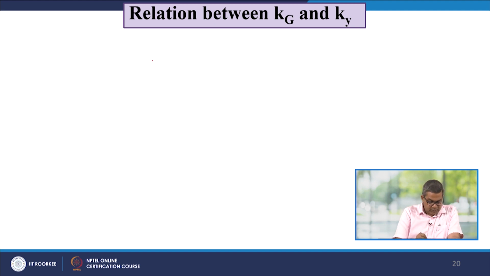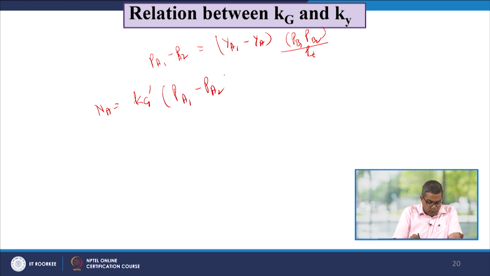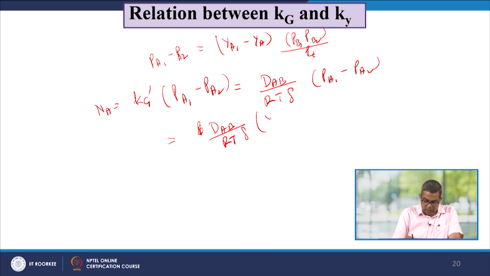We know that PA1 minus PA2 is equal to (YA1 minus YA2) times PB1 PB2 over PT. So now we have NA equal to Kg prime (PA1 minus PA2), which is equal to DAB over RT delta times (PA1 minus PA2). This is DAB over RT delta times (YA1 minus YA2) times PB1 PB2 over PT, which is equal to Ky prime (YA1 minus YA2).